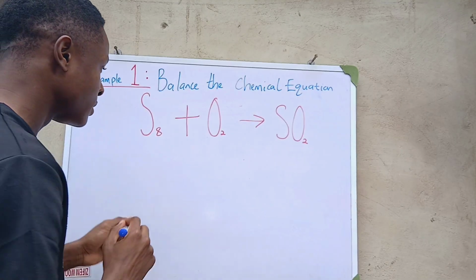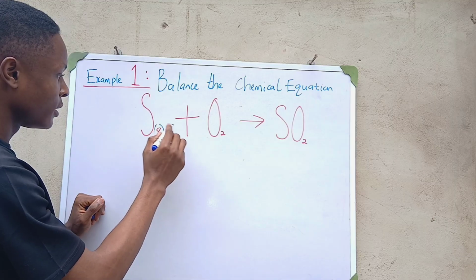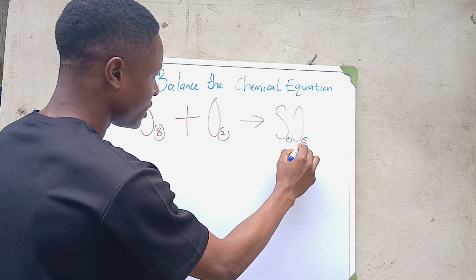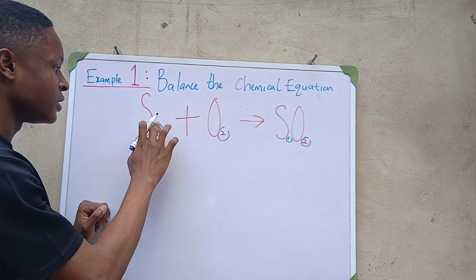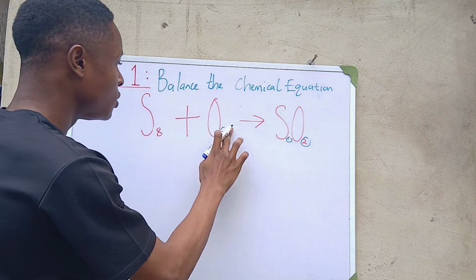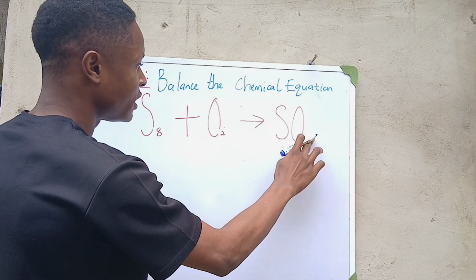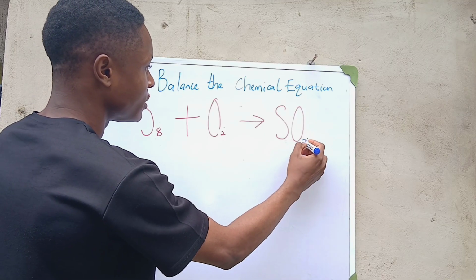Whereas the subscripts are these numbers, 1, 2 here. These numbers are what are called subscripts. So when we are balancing a chemical equation, we use coefficients to balance, we don't use subscripts.